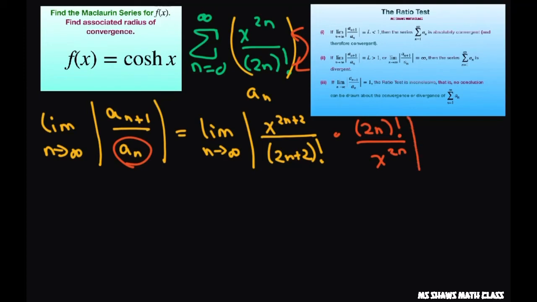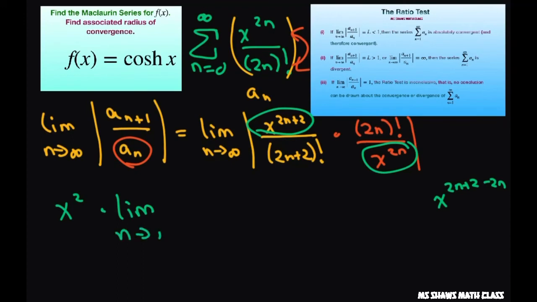All right, let's see what we have. Let's look at our x. That's going to be x to the power of 2n plus 2 minus 2n. So we just get x squared. So I'll pull out the x squared. We don't need the absolute value for that, and then times the limit as n approaches infinity, and we're going to look at these two.